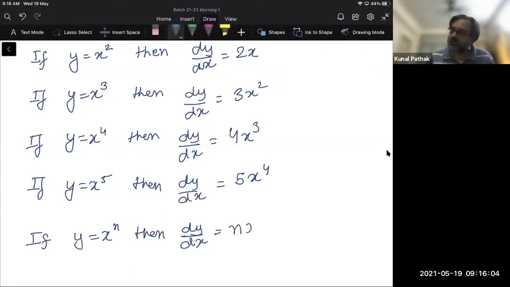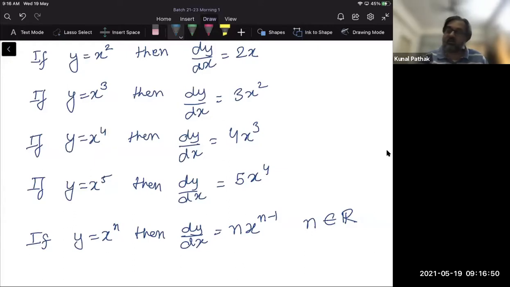Excellent. So, I hope that everybody has spotted the pattern here. The pattern is that if you have a graph whose equation is y is equal to x raised to the power something, and n is any number, so n belongs to the real number set. It can be positive, can be negative, can be greater than one, can be less than one, can be a fraction, any number.